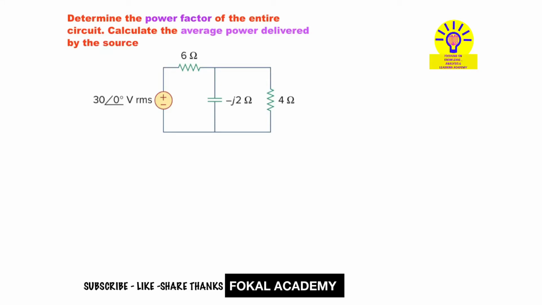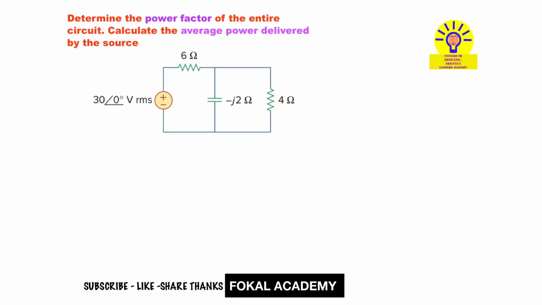See here in this problem, determine the power factor of the entire circuit and calculate the average power delivered by the source. So how can you find it? Here the capacitive impedance is given, that is minus j2, and two resistors, 6 ohms and 4 ohms, are given. So first of all, find the overall impedance.